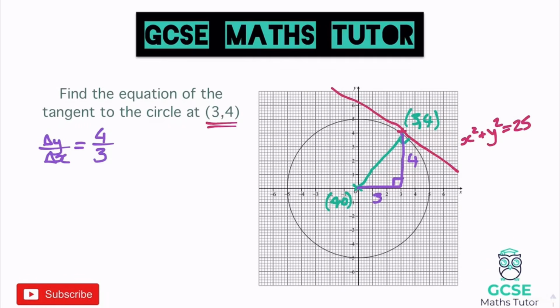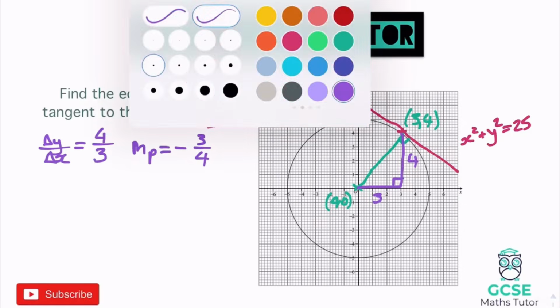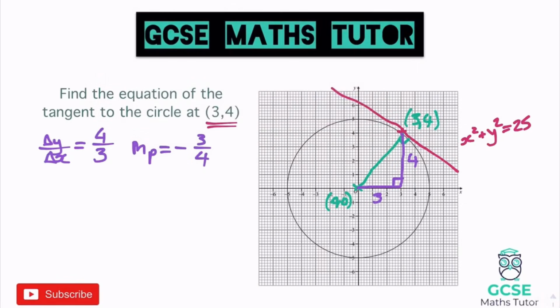Now that allows us to get the gradient of the tangent. Because the tangent is perpendicular, we can do our perpendicular gradient, which is our negative reciprocal. So stick a minus on it and flip it over, so minus 3/4. Now it does happen that a lot of these gradients aren't the nicest. They do tend to be fractions or negative fractions, and they're never the nicest ones, but that's why it's one of these harder topics.